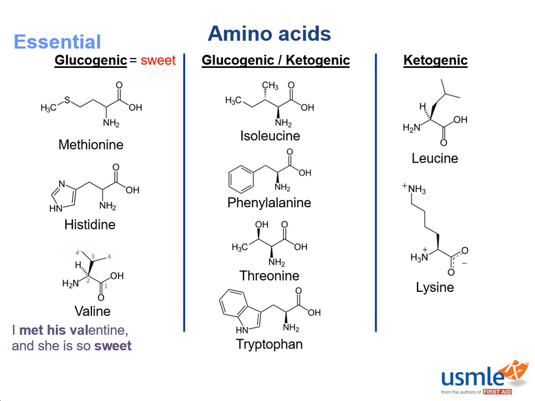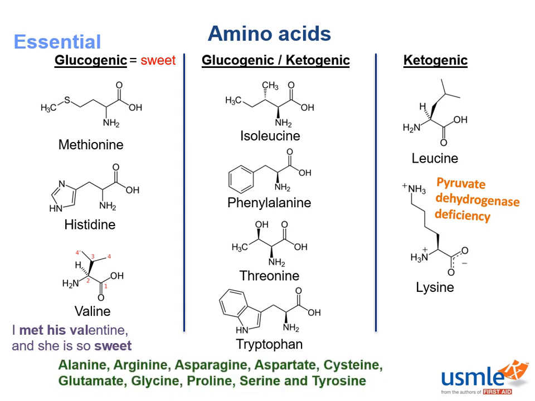And do you remember what enzyme deficiency requires purely ketogenic amino acids as treatment? Hopefully you remember pyruvate dehydrogenase deficiency, which requires giving these ketogenic amino acids to bypass their deficient or defective enzyme, pyruvate dehydrogenase. Now, just remember that all the other amino acids that I didn't cover are the non-essential amino acids, which are the following along the bottom of the screen here.